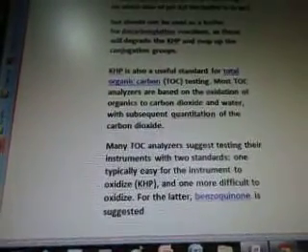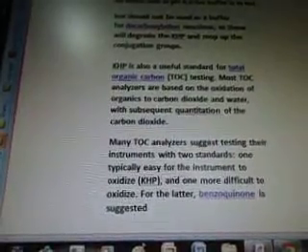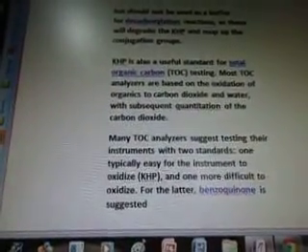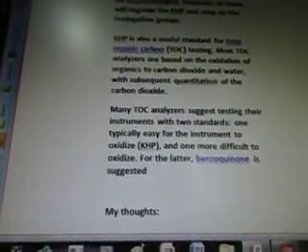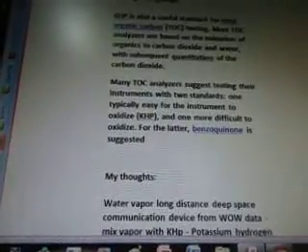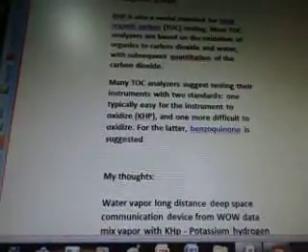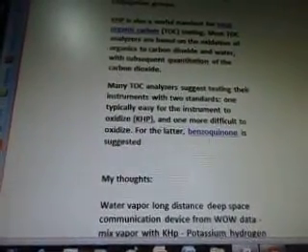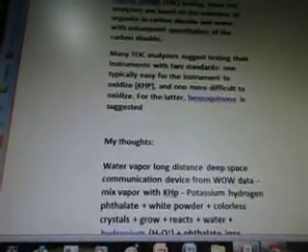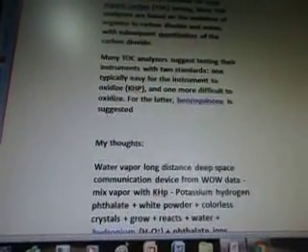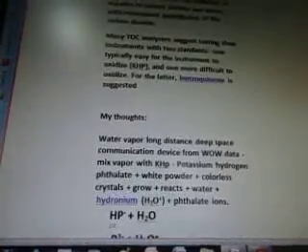KHP is also a useful standard for total organic carbon testing. Most TOC analyzers are based on the oxidation of organics to carbon dioxide and water, with subsequent quantitation of the carbon dioxide. Many TOC analyzers suggest testing their instruments with two standards, one typically easy for the instrument to oxidize KHP, and one more difficult to oxidize. For the latter, benzoquinone is suggested.